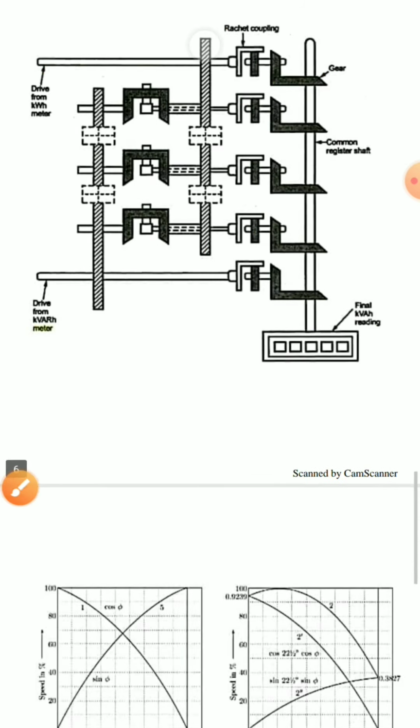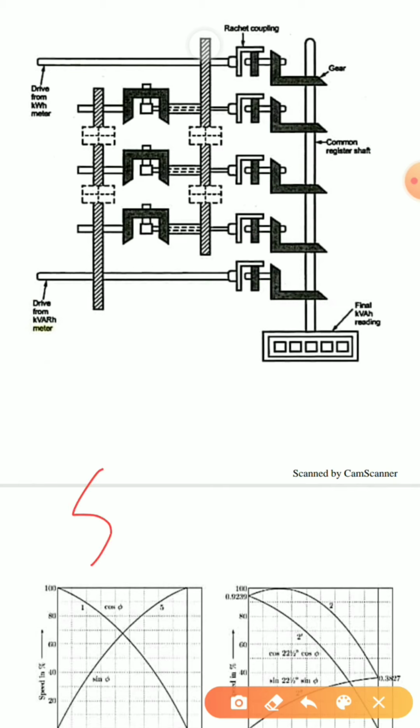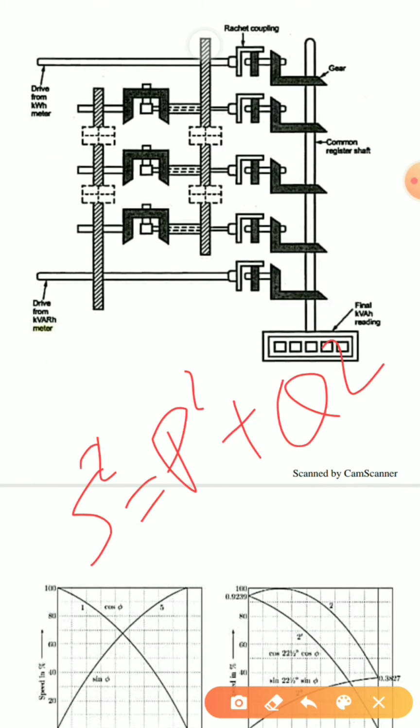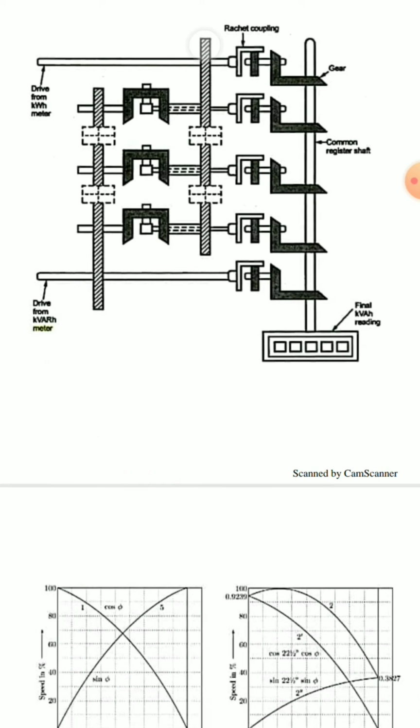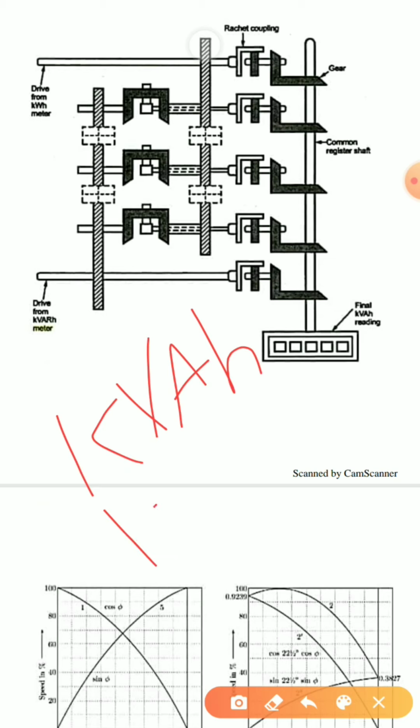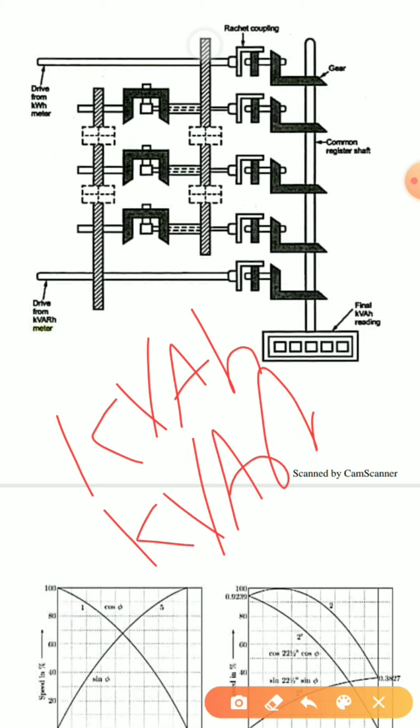Now using this, I easily know that S squared is equal to P squared plus Q squared. That is from the triangle. We know all these things. Now what my trivector meter will do is, this meter will measure kilowatt ampere hour and also kVA of maximum demand. It can easily measure kilowatt hours and kilowatt ampere reactive hours as well. It is used for measuring all these quantities.